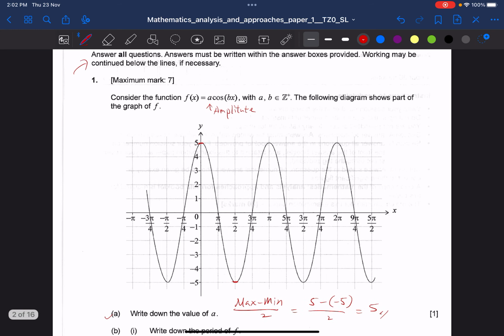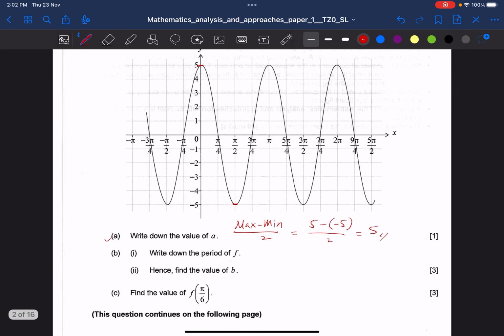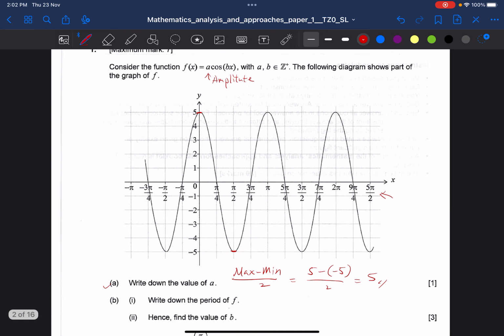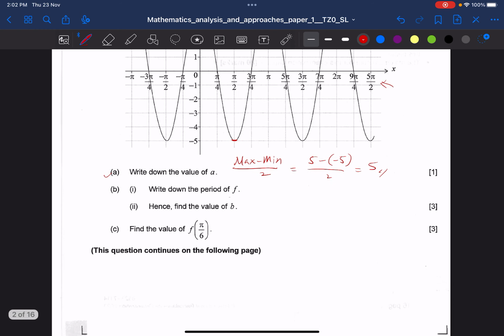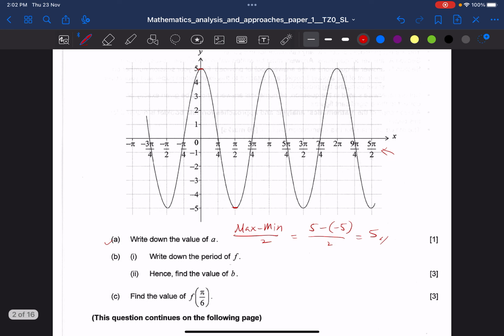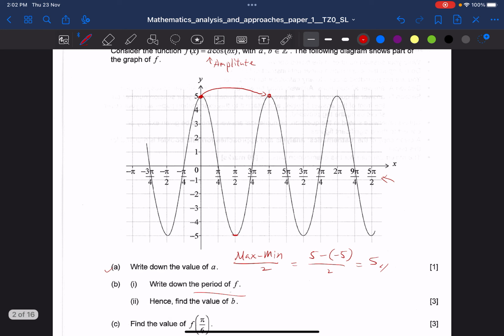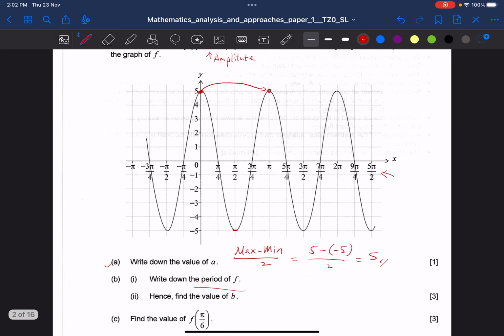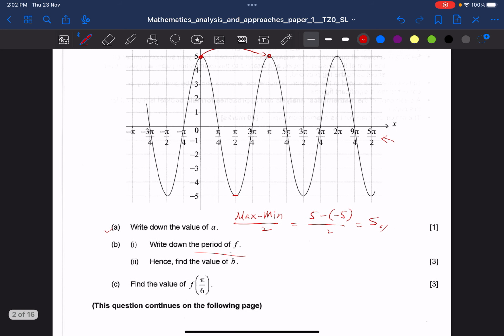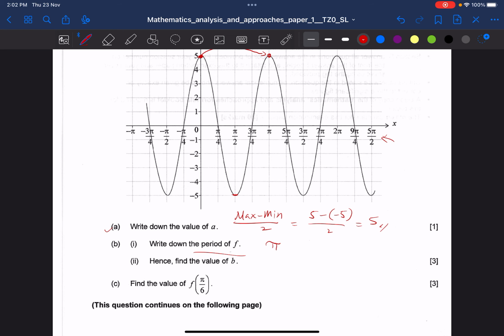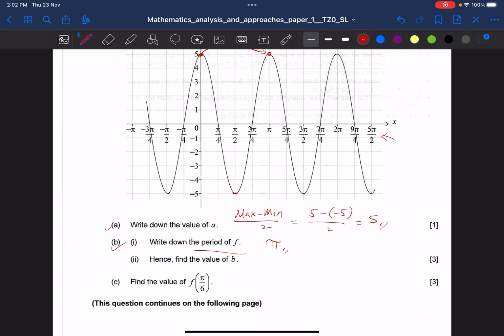Write down the period of f. It's in radians, so we need to be careful. First, we need to find the x value for one oscillation of the cosine curve, which is here all the way to here, where the cosine curve actually repeats itself. The distance of this is just pi. That's part B1.